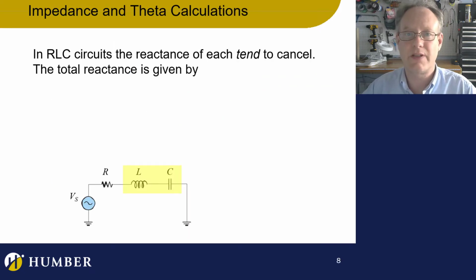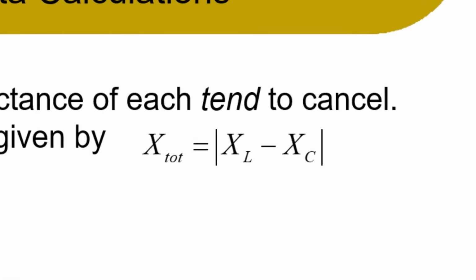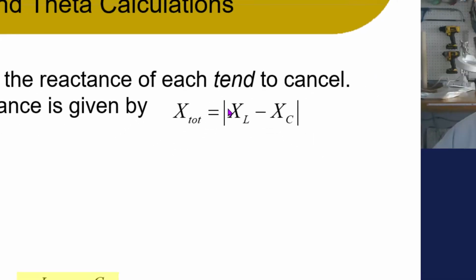It's the difference between the two, and we use this formula. It's not a complicated formula, right? All we're doing is just finding the total. Now, it's the absolute value, and you could actually do XC minus XL. It doesn't actually matter, but it's the difference between the two. And if that particular difference is negative, it doesn't matter. Just make it positive.